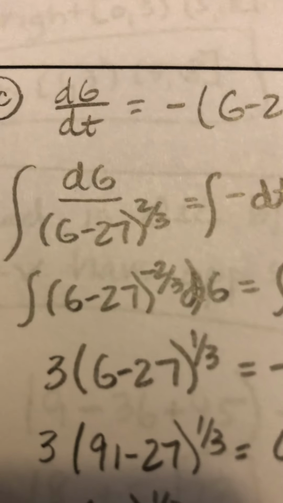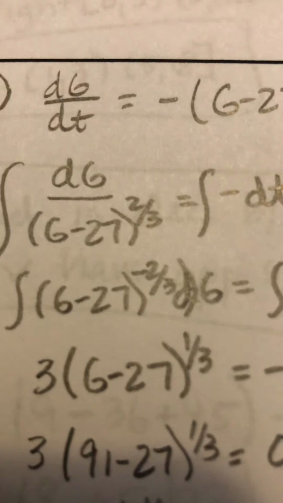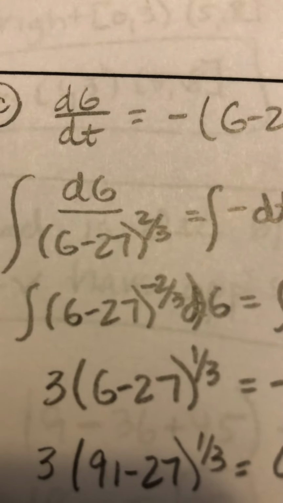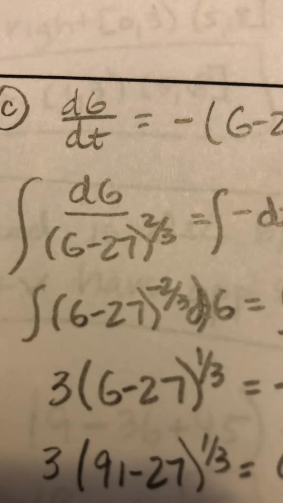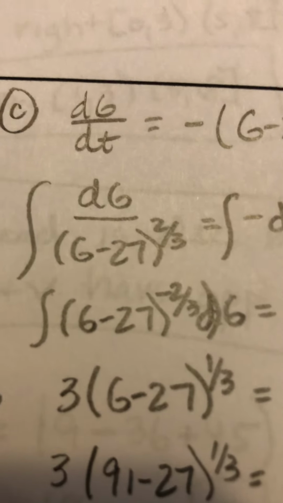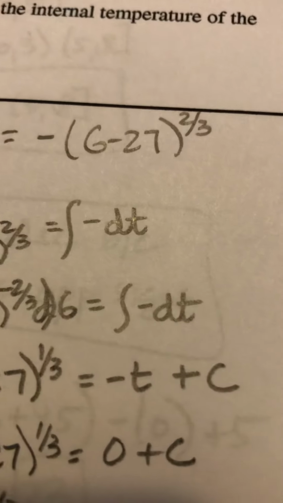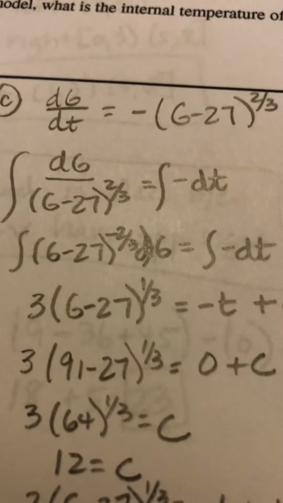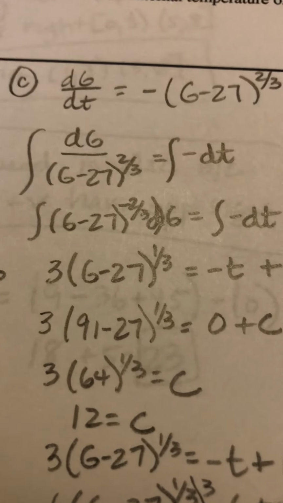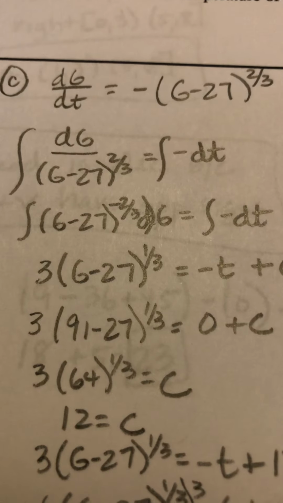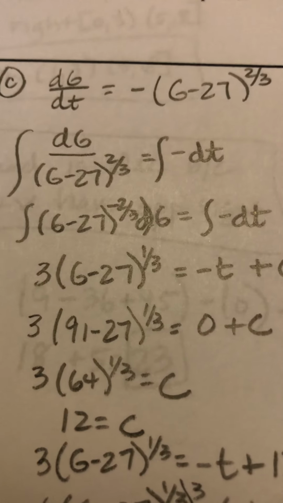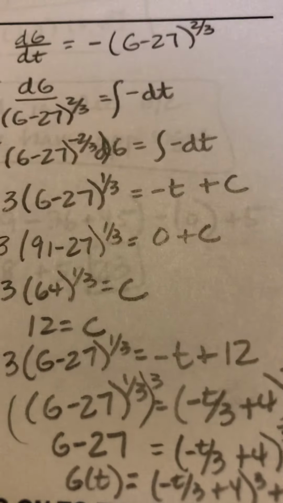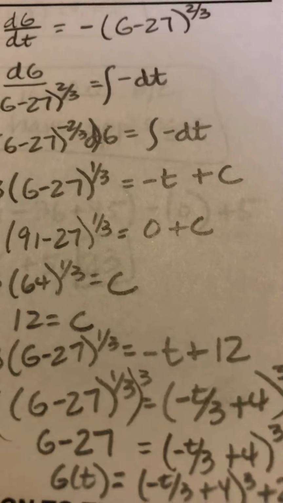And then the left side, yes, it's a u sub. I did not write out the u because du equals dg. So we get g minus 27, add 1 to the 1/3 times the reciprocal of 1/3, so times 3, is going to equal negative t plus c. Sub in our initial condition of 91 and 0. We get 3 times 64 to the 1/3 equals c. Cube root of 64 is 4, so 3 times 4 is 12. So now we have 3 times g minus 27 to the 1/3 is negative t plus 12.